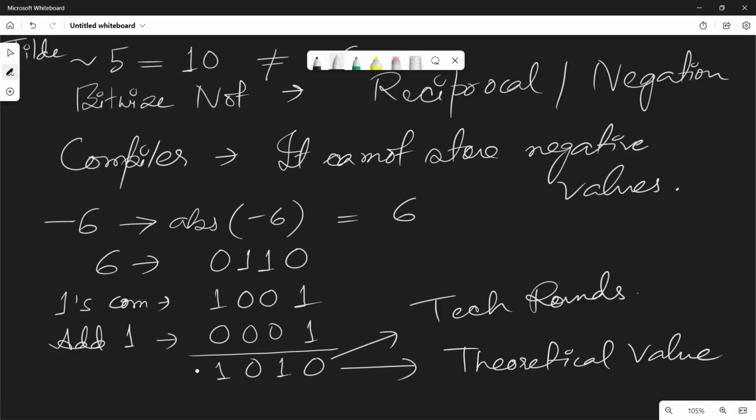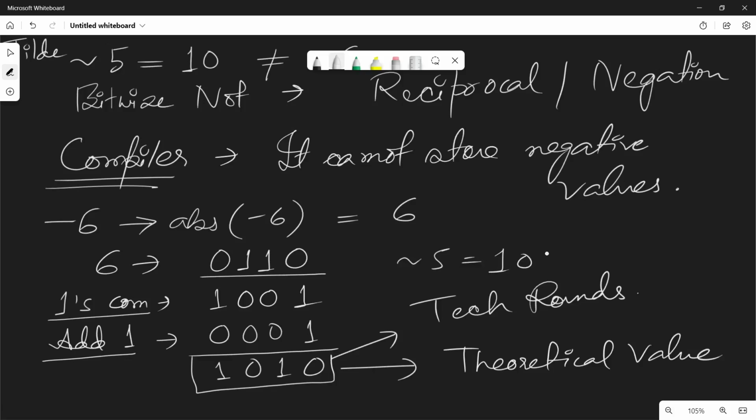But suppose, imagine that you got the idea that your compiler cannot store negative values. So what we do, we take the absolute value 6, convert it to binary like this, do ones complement and then add 1. Combining that, we get this theoretical answer 1010, which is the answer 10 we are looking for, right? Not of 5 equal to 10. But this will not be enough for MCQs.